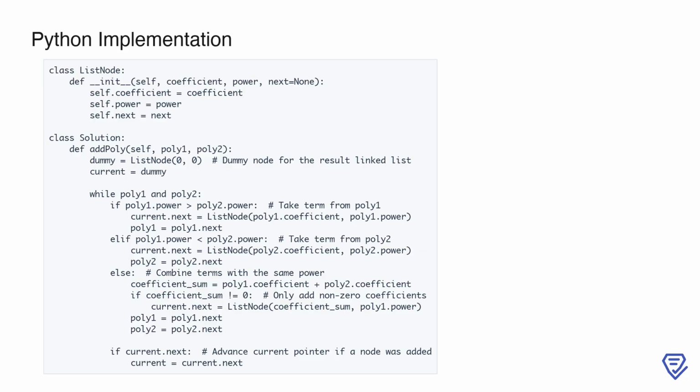Next, we enter a loop to traverse through both input polynomials, poly1 and poly2. Inside the loop, we compare the powers of the current terms. If the power of the term in poly1 is greater, we add the term to the result linked list. If the power of the term in poly2 is greater, we add the term instead. If the powers are equal, we combine the coefficients of the two terms. If the sum of the coefficients is non-zero, we add the resulting term to the result list. Finally, if a node is added, we move the current pointer forward to continue building the result.